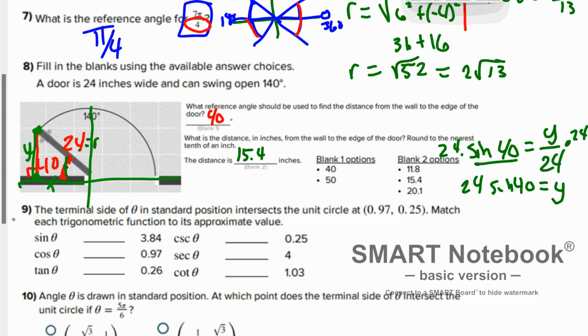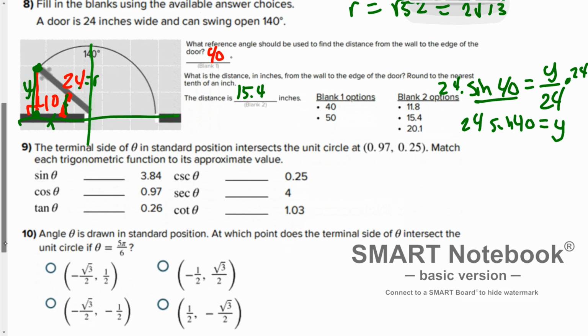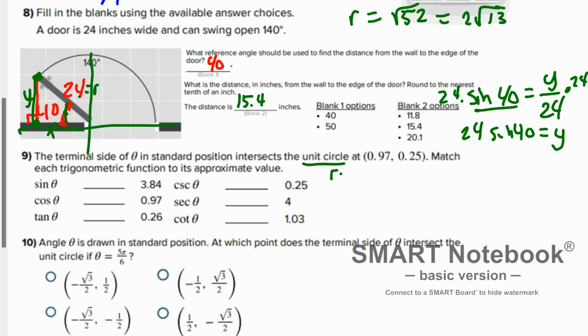All right, number 9 here. We're on the unit circle, so that means my radius equals 1. Then I have this point, 0.97 is my x, and 0.25 is my y. We want to find sine of theta. Sine is y over r, so that would be 0.25 over 1, which is just 0.25. Cosine is x over r, so x over 1, which would just be 0.97.